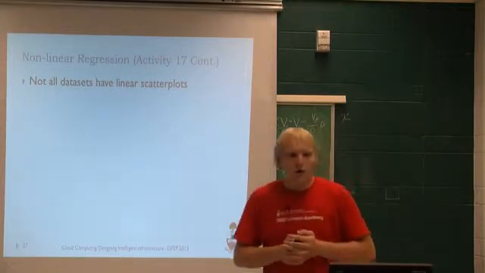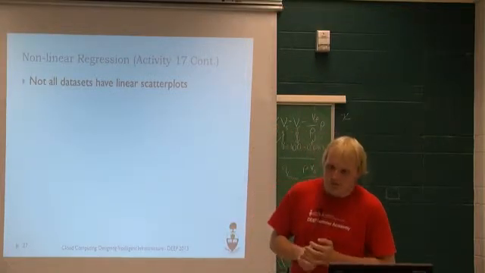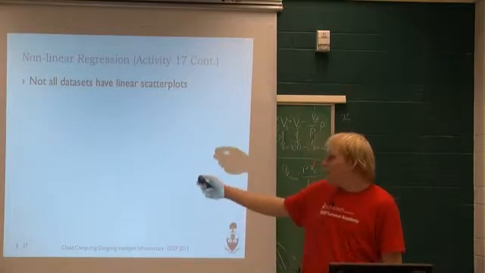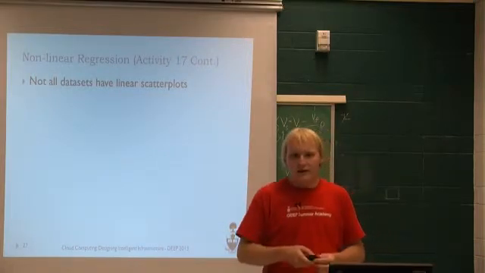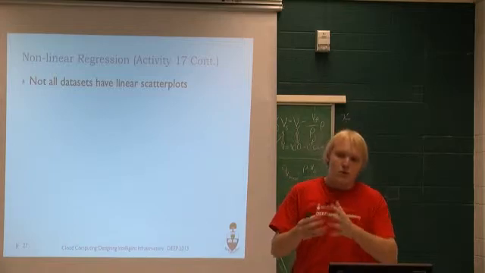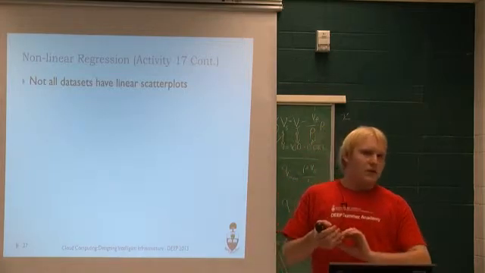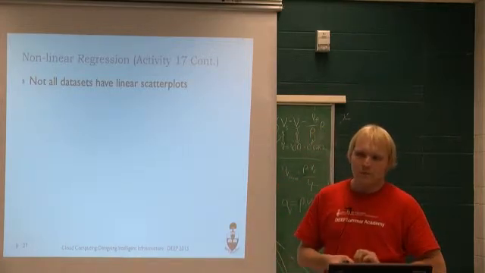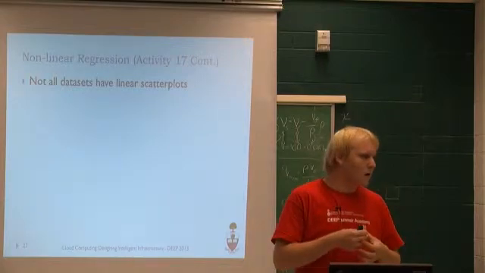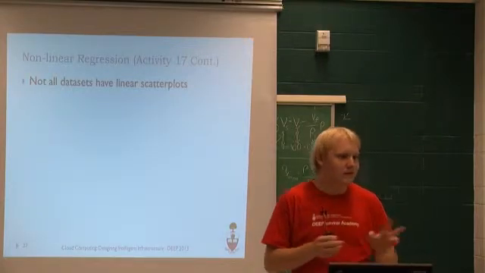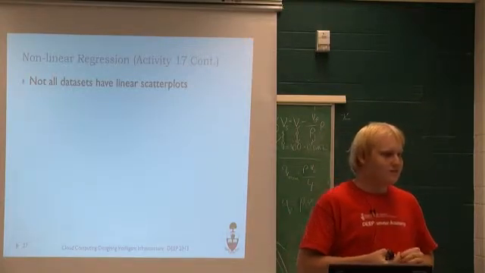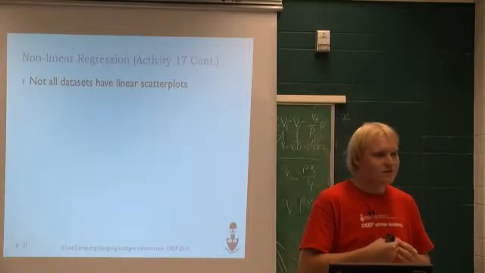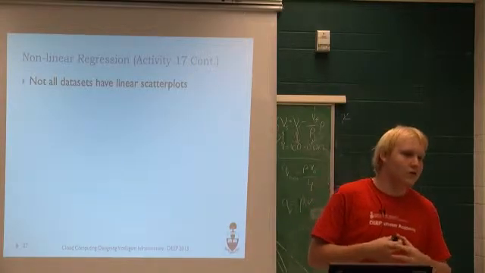So, not all data sets have linear scatter plots. I mentioned that the speed density scatter plot would be linear. Given that, can anyone think of a scatter plot that might not be? Michelle, do you have any idea? The speed volume. Speed volume, okay, yeah.